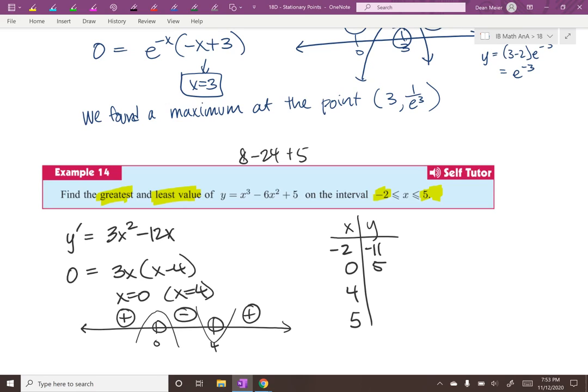There it is. We are doing example 14, and they say that -2 gets you -27. Good job there. They say 4 gets you -27, and they say 5 gets you -20. So the greatest value is 5 when x is 0, which you can see on my graph from the local maximum. And the least value is -27 at -2 and 4 because they both are.